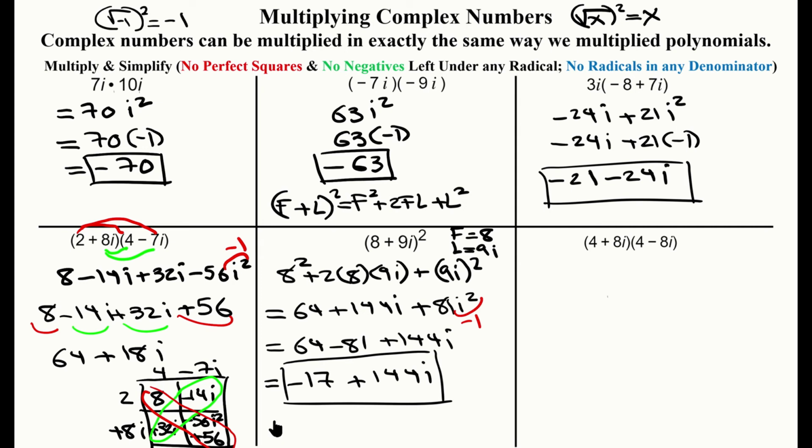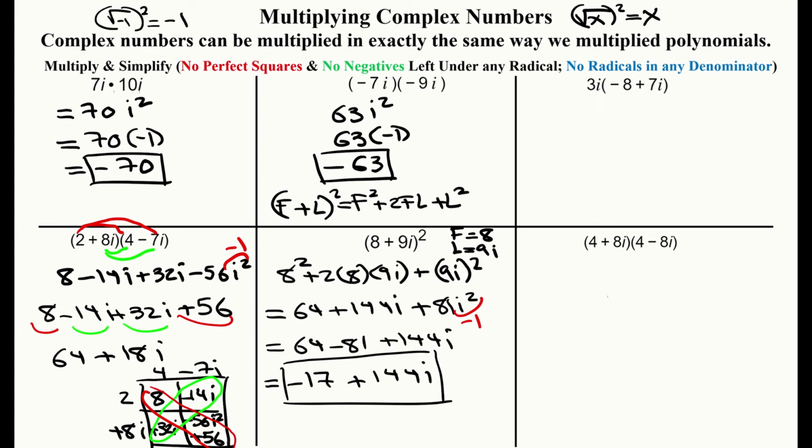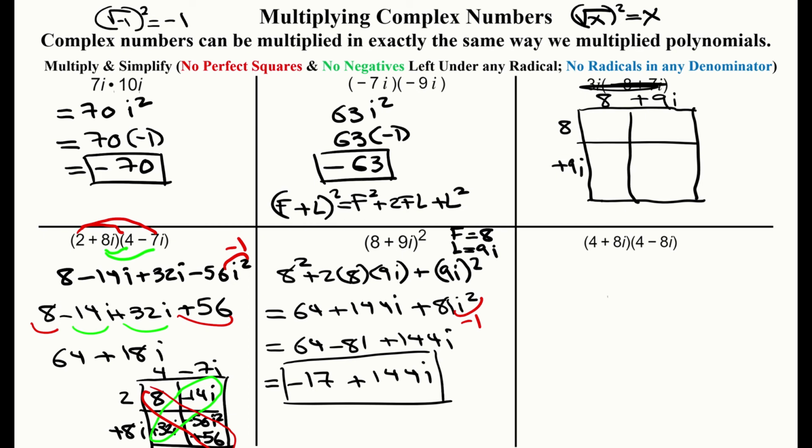Now, for this next one, I did promise I was going to do it for you in a table too. Let me go ahead and erase this, now that we know how to do that, and do it up here. So of course we could have used the table there. So remember, we're not doing this anymore. All right, so we have 8 plus 9i, 8 plus 9i, so we can just multiply it out like this.